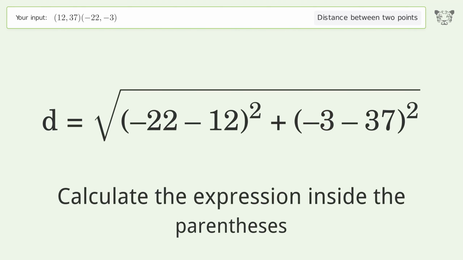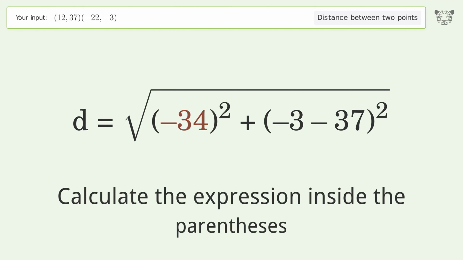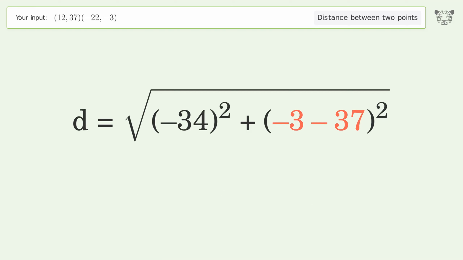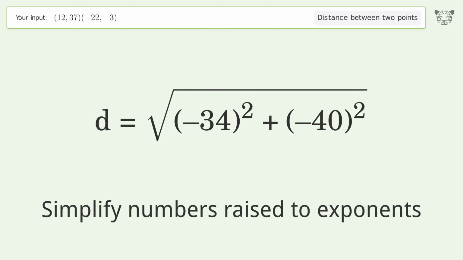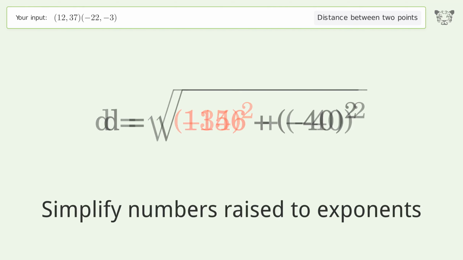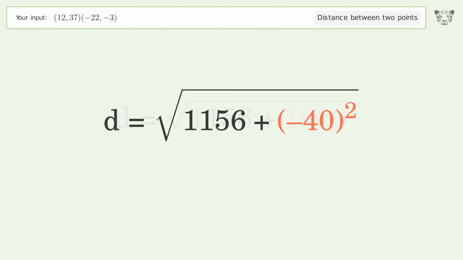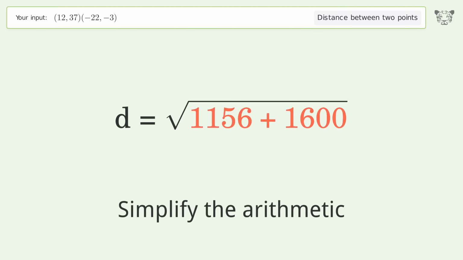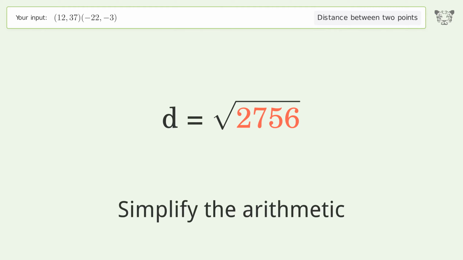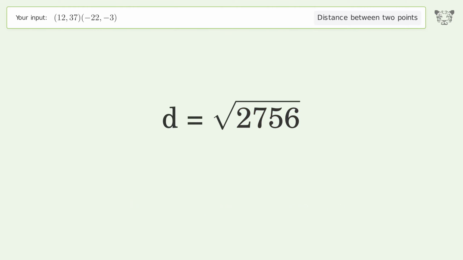Calculate the expression inside the parentheses. Simplify numbers raised to exponents. Simplify the arithmetic. And so the distance between the 2 points is the square root of 2,756, or 52.498.